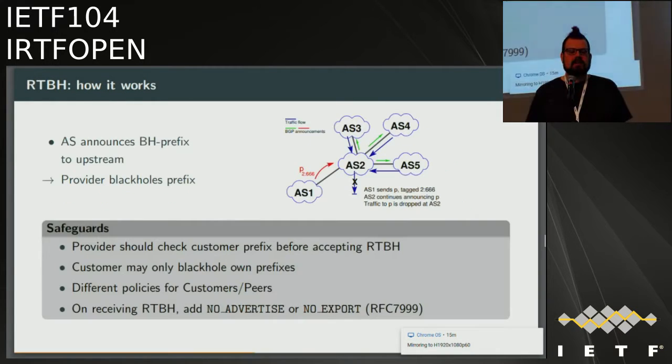What we noticed is that for this to be used in a secure fashion, you need to employ some safeguards. Of course, the provider that is providing black holing has to check if the customer is actually allowed to black hole these prefixes, so if these prefixes are owned by the customer or the customer has permissions to black hole them. And this leads to the fact that you need different policies for customers and peers, different access control lists, and leads to a lot of configuration overhead for a secure usage of remote triggered black holing. And of course, in receiving such communities, you have to add no advertise and no export to the announcement, so you don't propagate it further.